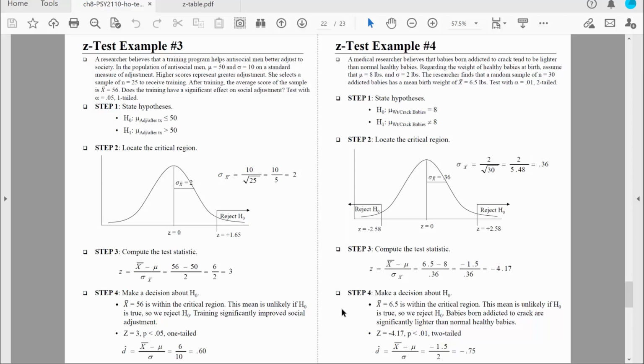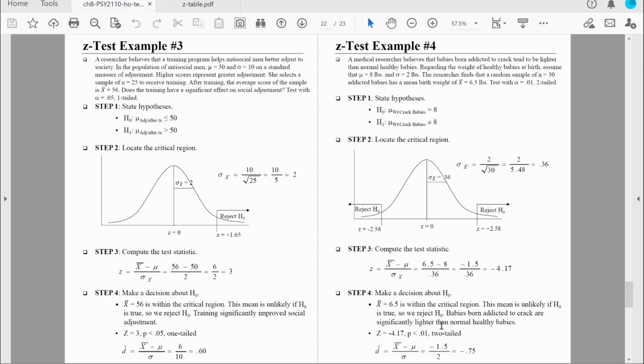How would that result appear in a journal article? Keep in mind, we transformed 6.5 pounds into a z-score, and we found a z-score of negative 4.17. So we list z equals negative 4.17, p, the probability of finding these results just by chance, is less than 1%, showing that that result is statistically significant based on a two-tailed test.